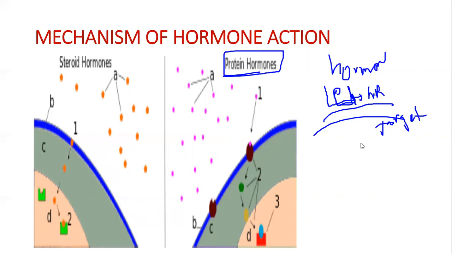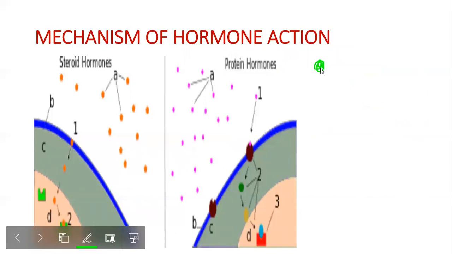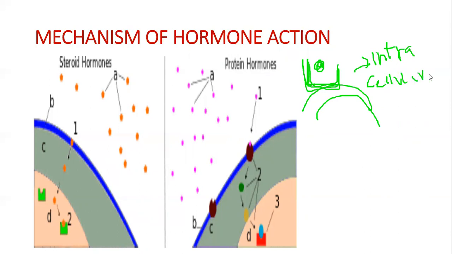And binding of this hormone, let me show you again. So a hormone will bind to a hormone receptor which is situated in the target tissue only, and these are present on the cell membrane of the target cells. And there are also receptors called intracellular receptors. This binding of a hormone to a receptor leads to the formation of a hormone receptor complex.